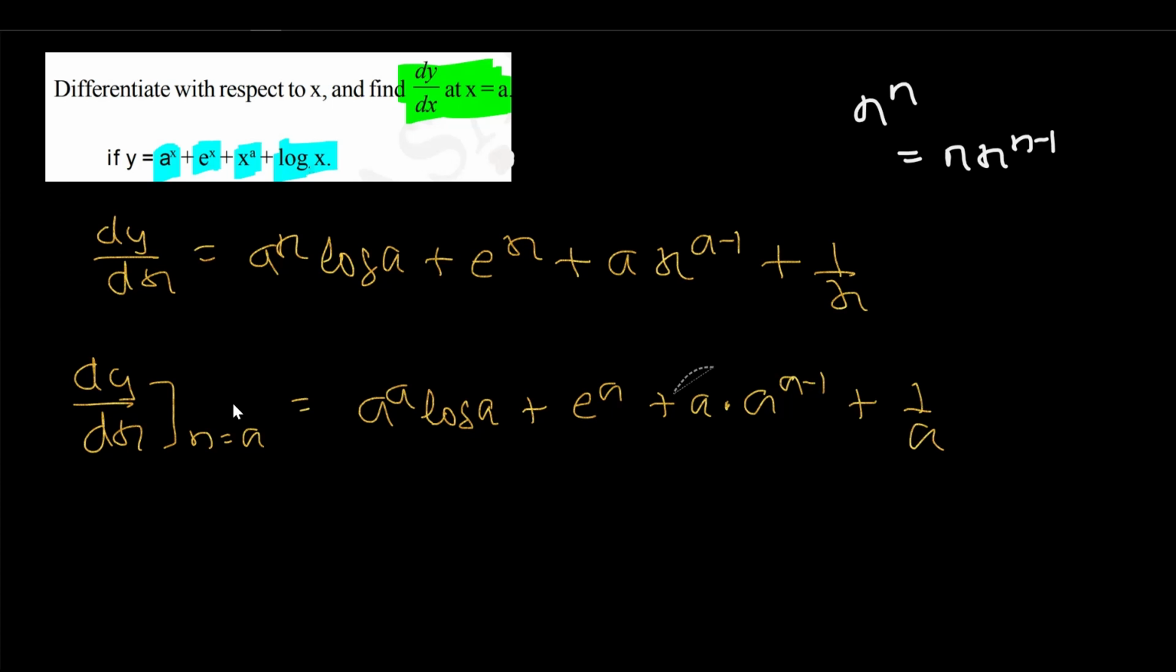Now we can apply the laws of exponents. Same base, multiply, powers added: 1 plus a minus 1 is a. So the rest stays as it is. That is, a raised to the power a log a plus e raised to the power a, plus a raised to the power a, plus 1 by a. This is how we will differentiate this question.